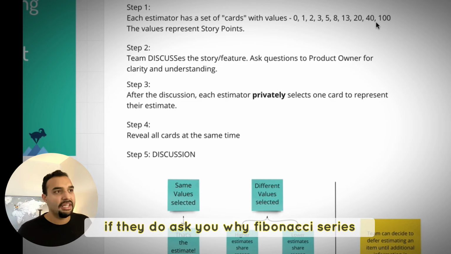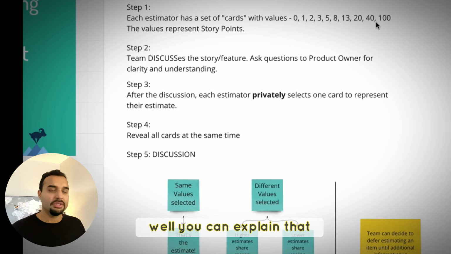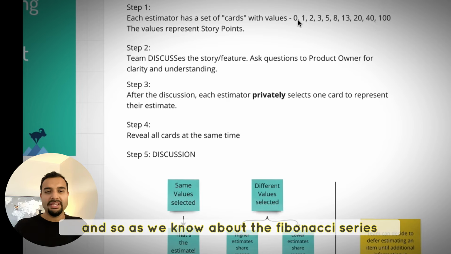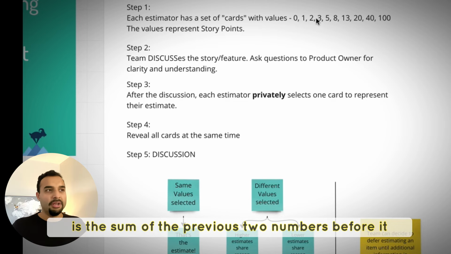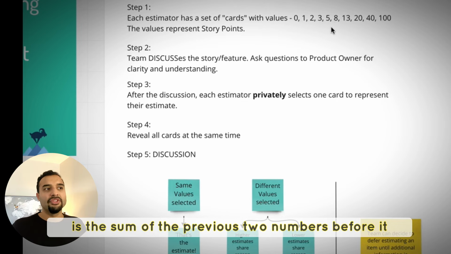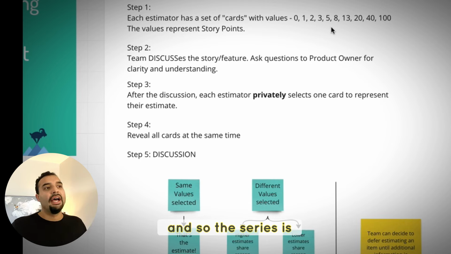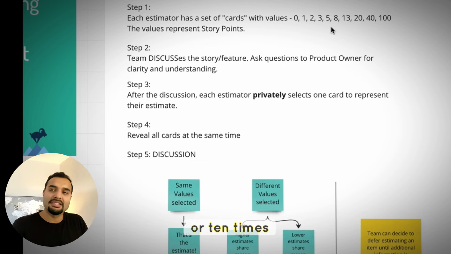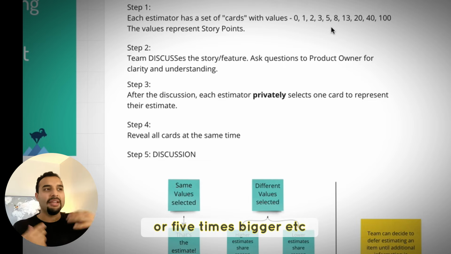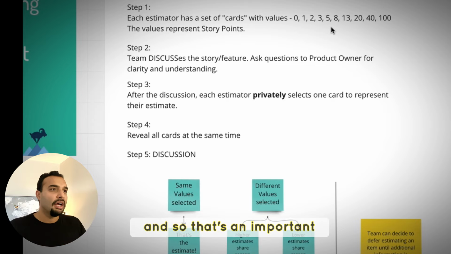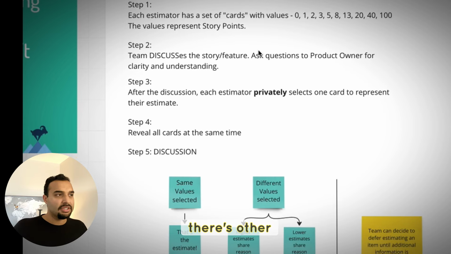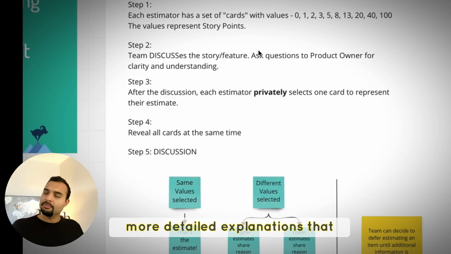If they do ask you why Fibonacci series, well, you can explain that the Fibonacci series is fairly well spaced out. And as we know about the Fibonacci series, every number is the sum of the previous 2 numbers before it. And so the series is spaced out enough to be able to get a sense of 2.5 or 10 times or 5 times bigger, etc., or more complex. And so that's why we use Fibonacci series. But this is a good explanation. There's other more detailed explanations that exist for Fibonacci series. I'm happy to provide them.